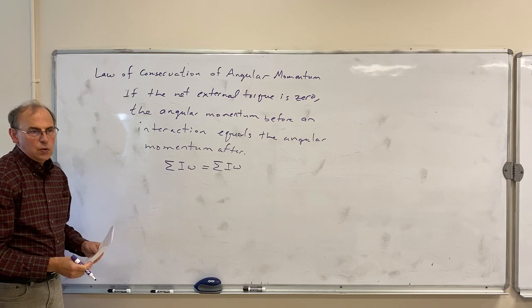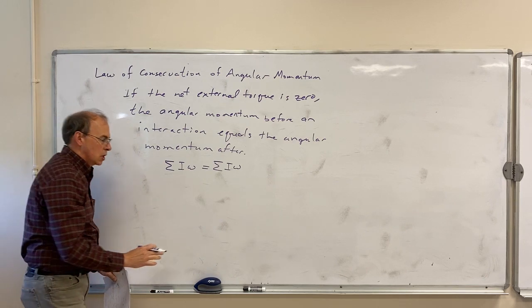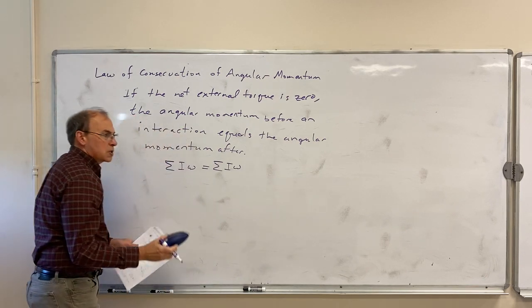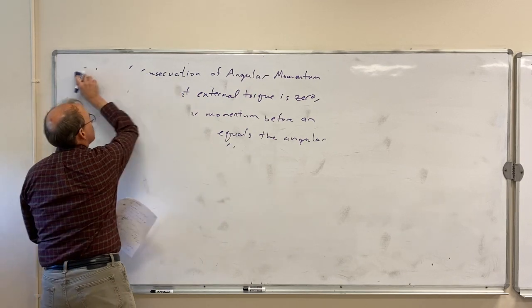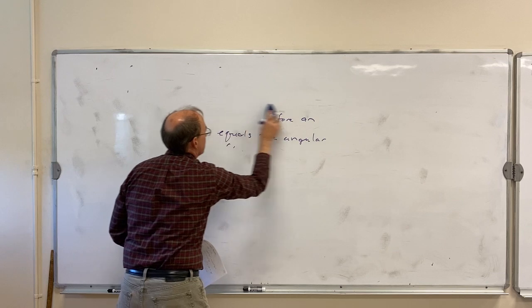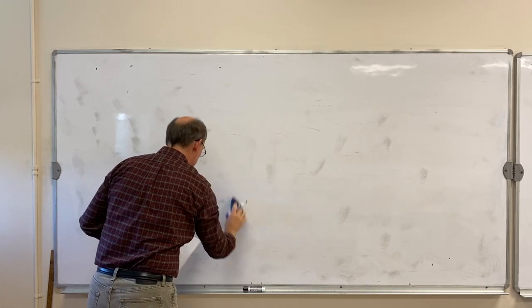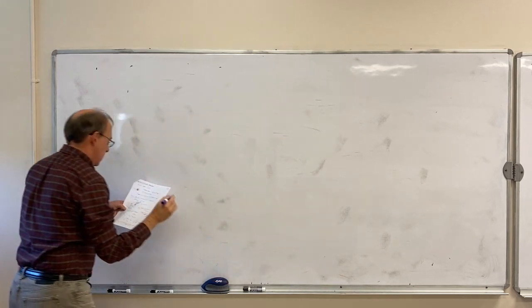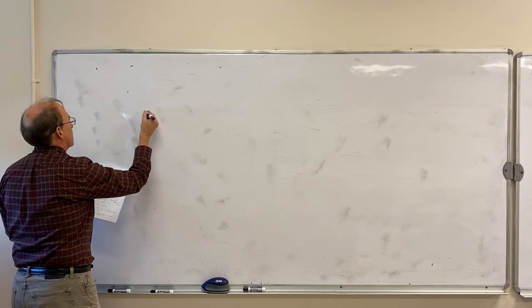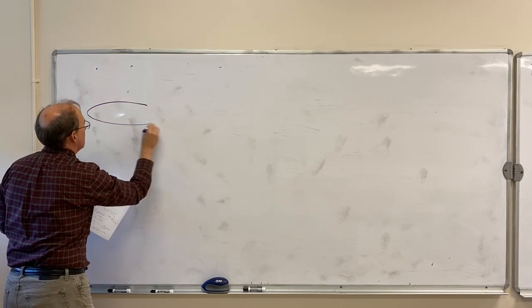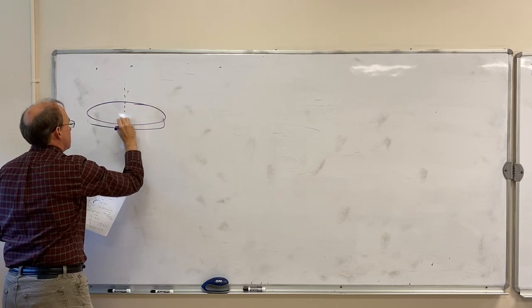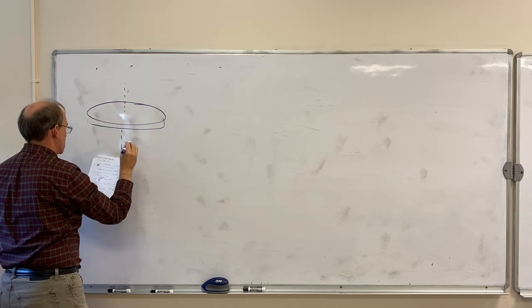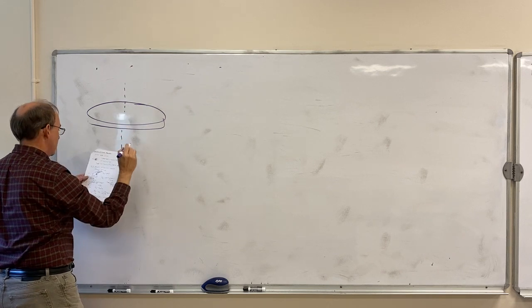Most of the time those interactions are some sort of collision between two objects. So I'm going to do an example of that for you. Here's the example I've come up with. I've got a merry-go-round that's a simple disc spinning on its axis. So this is a merry-go-round.